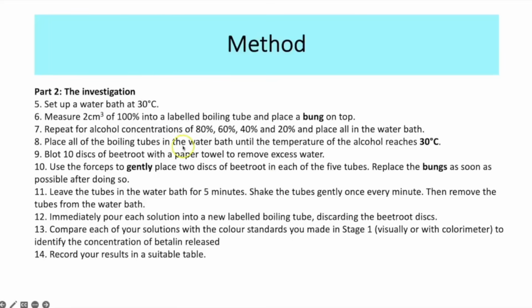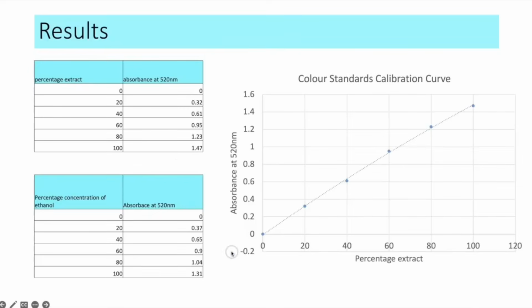And also we are blotting it dry on the outside to remove excess water, but actually also to remove any of the betalain that's been released through the cutting of the beetroot. And again, put the bung on top straight away once you've got the beetroot in so no evaporation can occur. We'll leave that for about 5 minutes, shaking to make sure that there is good mixing with that alcohol and to encourage the release of any of that betalain that might be released from the vacuole. And now we can start to use the results to compare it to our first calibration curve.